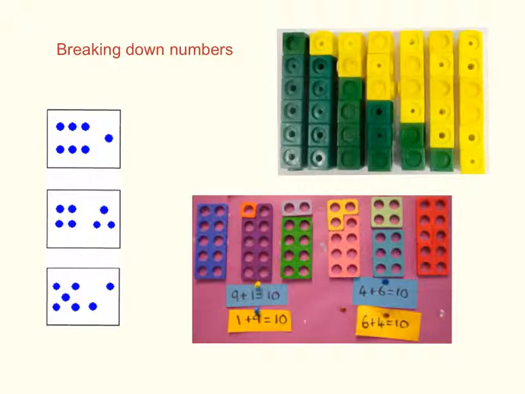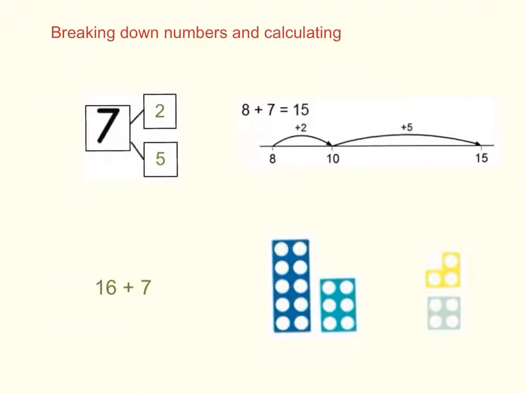important addition skills. The green and yellow rods show children exploring different ways to break down the number 6. Also, the Numicon shapes, which we use at Bradshaw Hall, have many uses, including giving children a visual representation of number bonds to 10. The children will need to memorise these number bonds. Once children can break down numbers fluently, they're ready to calculate.